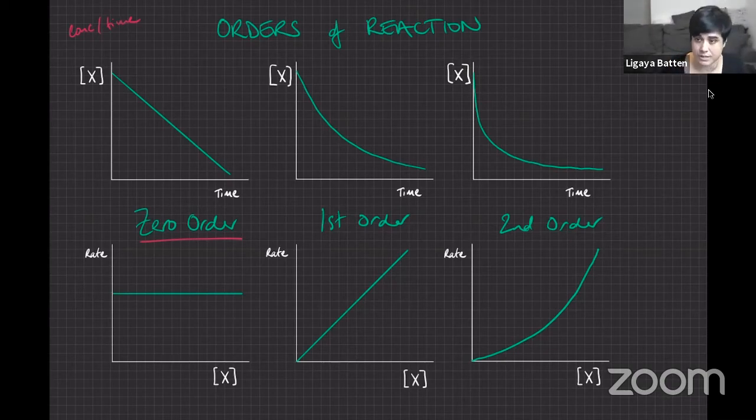So zero order is this one on the left-hand side, and we can look at it from a concentration time graph with a straight line going down, showing that as the concentration of the reactant decreases, as the reactant is being used up, there's no difference in how quickly it's being used up.